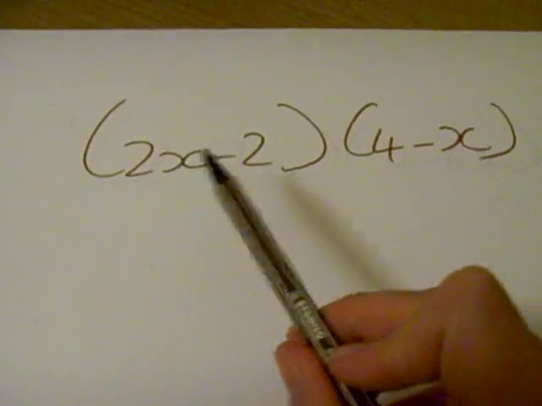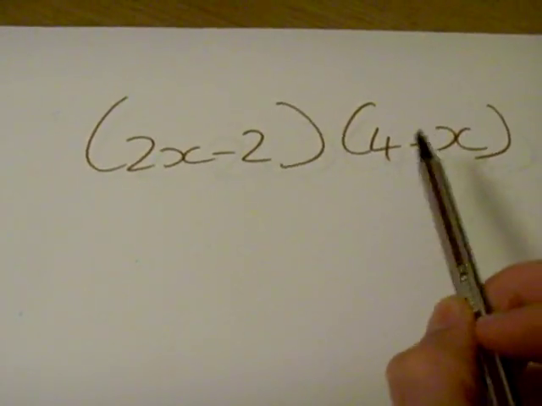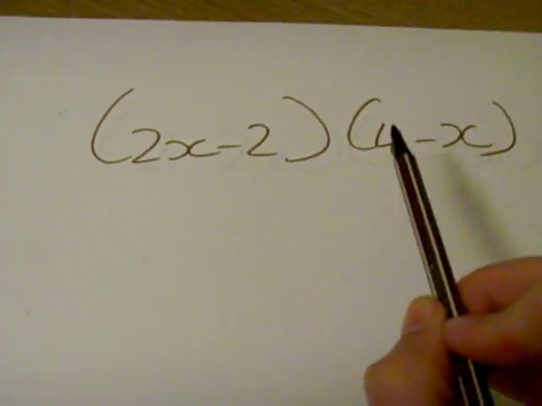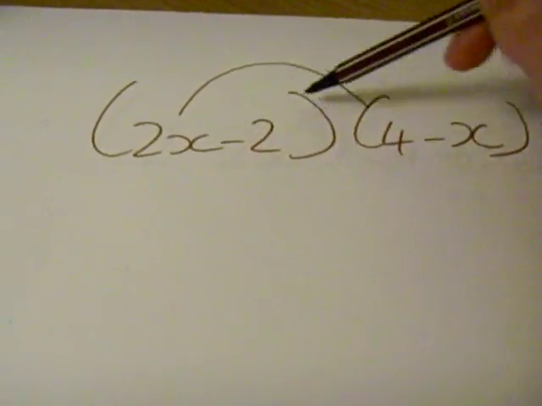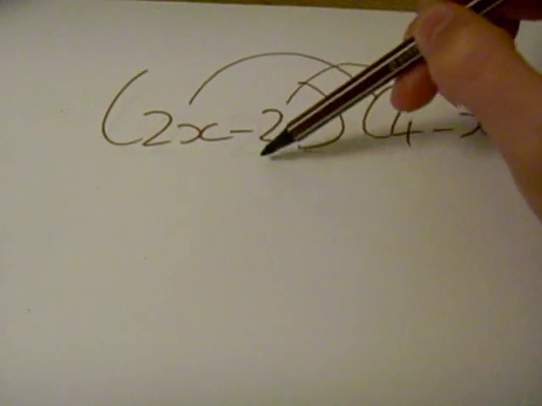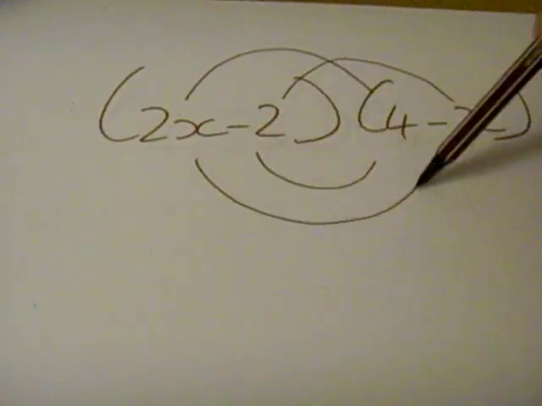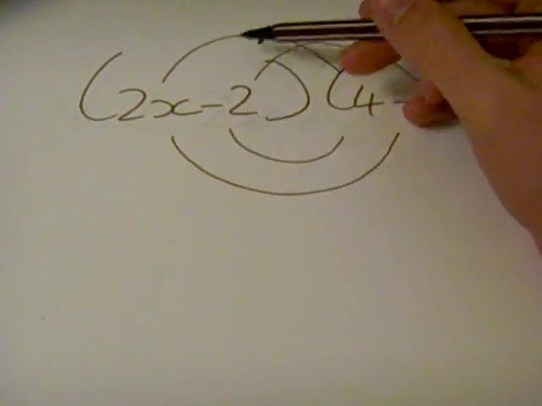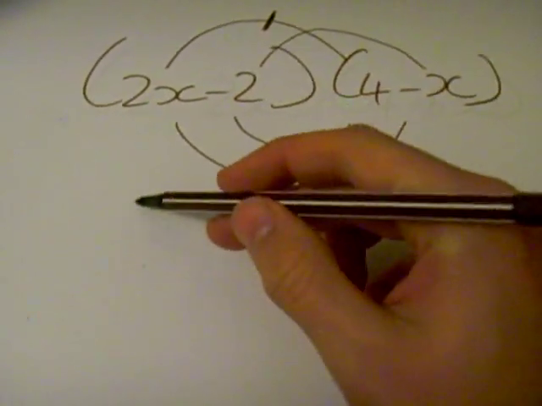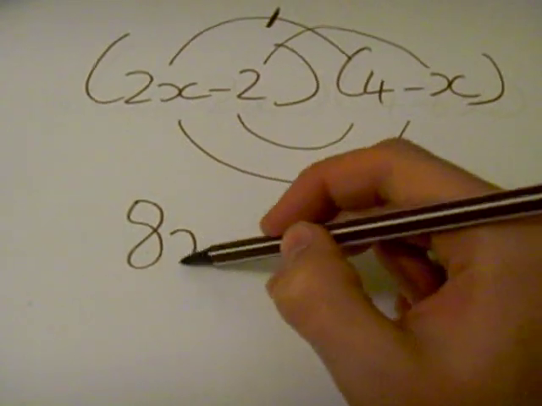You can see here that the difference is we've put negatives in, and the x isn't first. So it doesn't change the method. We go eyebrow, eyebrow, nose, mouth. 2x times 4, so this is the one we're doing first. 2x times 4 is going to give us 8x.